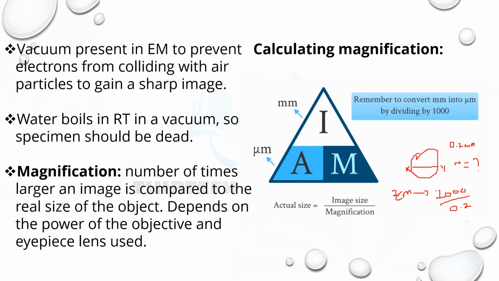10,000. So magnification here, right, which is, of course, you have to write the formula, is image size over actual. Okay, so that's what we have done here. So the answer is times 10,000. Okay, that's magnification. Now that's if you have this.